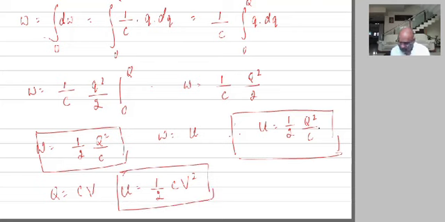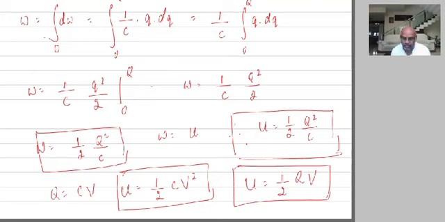Otherwise, if you write C is equal to Q by V in this equation, Q square by Q by V, V goes to the numerator, 1 Q goes, so U will become equal to half QV. So these are the three forms of the same equation. Remember this: energy stored in a capacitor, U is equal to half Q square by C, U is equal to half CV square, U is equal to half QV.